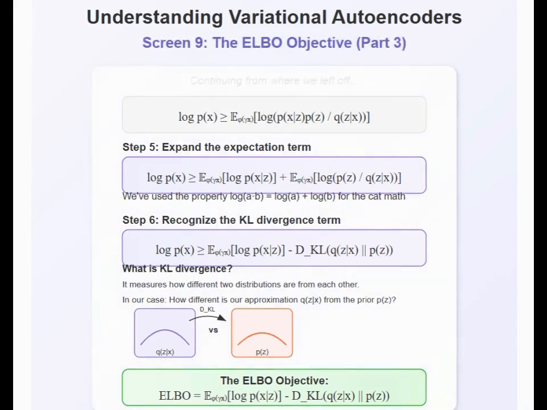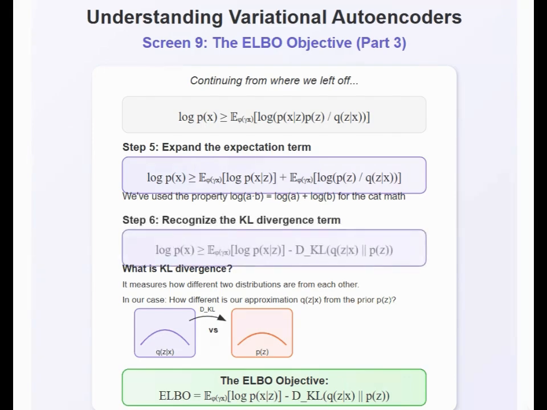Q of z given x is our approximation of the posterior for a specific cat image, while p of z is our prior distribution over latent variables, typically a standard normal distribution. The KL divergence measures the gap between these two distributions. So our ELBO objective has two terms. Reconstruction term: expectation with respect to q of z given x of log p of x given z. This encourages the model to reconstruct the input data accurately. KL regularization term: negative KL divergence between q of z given x and p of z. This encourages the approximate posterior to be close to the prior.